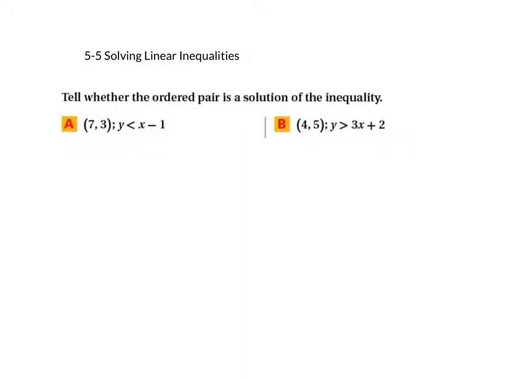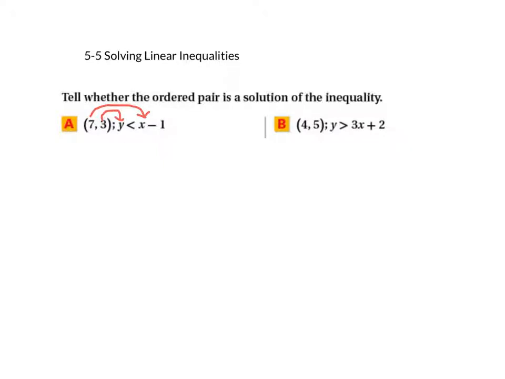The first thing you're going to have to be able to do in 5-5 solving linear inequalities is to tell whether the ordered pair is the solution of the inequality. This is basically how we would check our work. So you're going to take the 7, which is the x, plug it into the x spot, put the 3, which is the y, in the y spot.